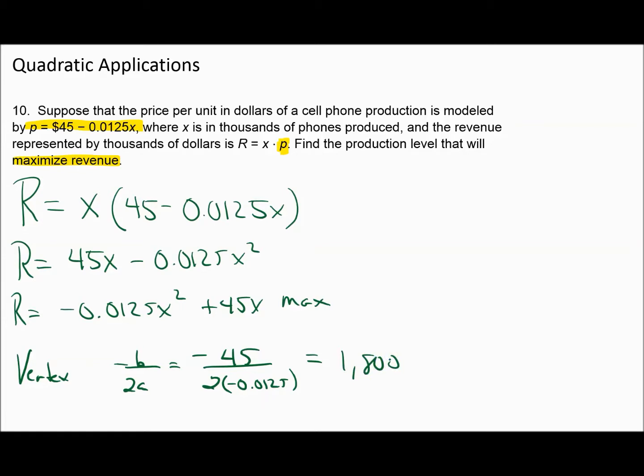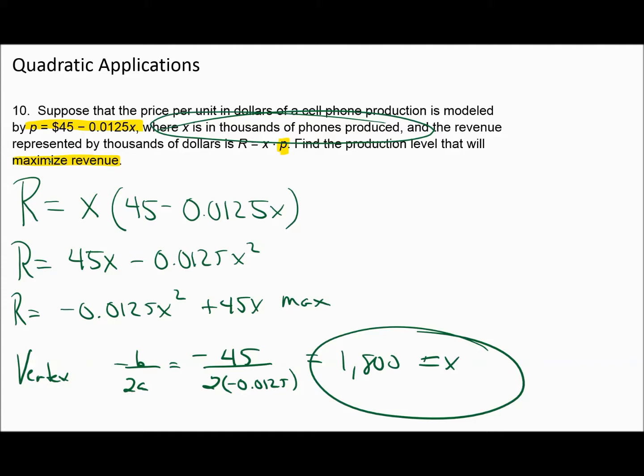Remember, what did we find? We found x. Okay, x is 1,800. And it says x is right here, thousands of phones produced. So if we produced 1,800 phones, then we will maximize our production level. It didn't ask for the price. I had to go back and read what P stood for. I thought it was price, but I want to be sure. It didn't ask for the price, it just asked for the production level. You got to be careful when you do these problems and read the question.